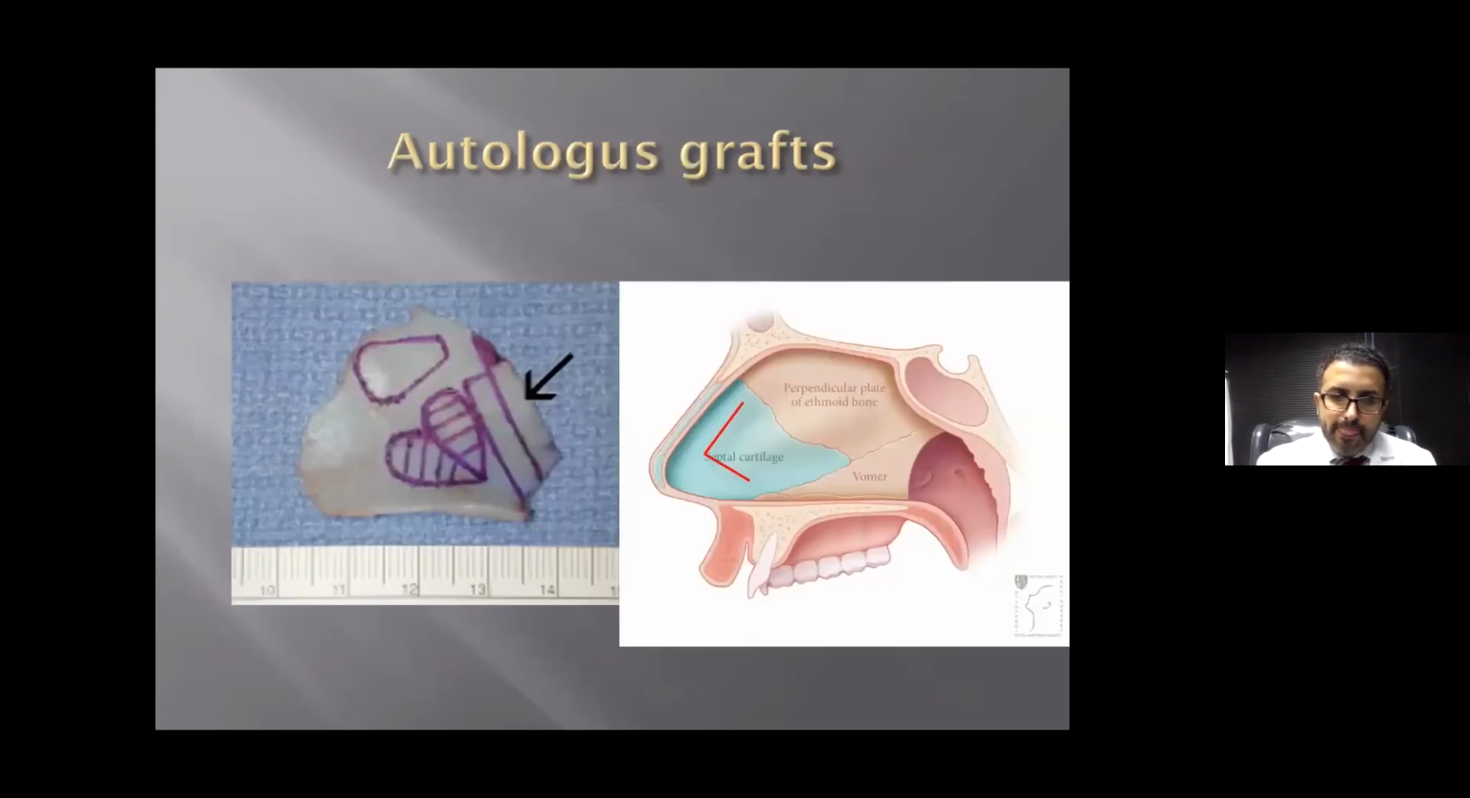Next slide. Here's an example of the cartilage that's harvested. There are some drawings on the cartilage with purple ink. That's essentially showing different types of grafts that we utilize in the nasal airway.